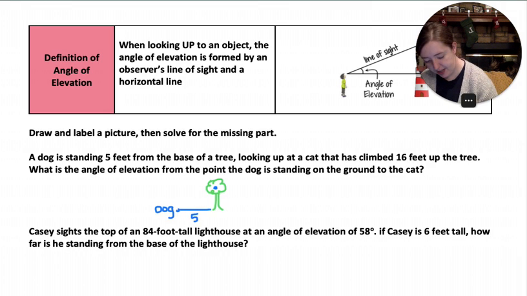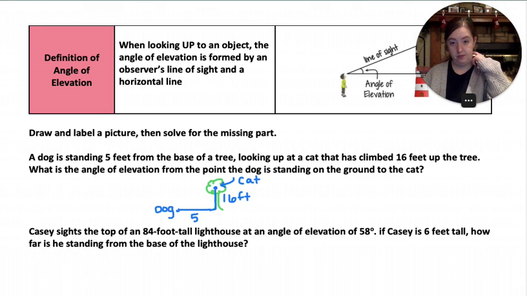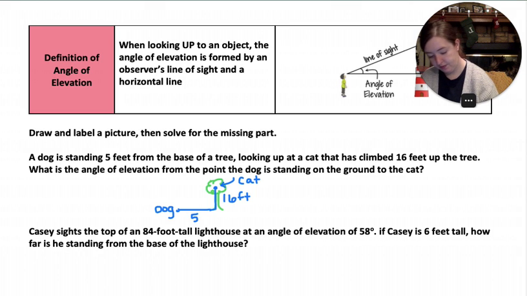There's a cat up in the tree. And the problem says that he is 16 feet up there. This right here is the line of sight, the dog looking at the cat. So they want to know the angle of elevation, so from the horizontal up. So we want to find this angle right here.